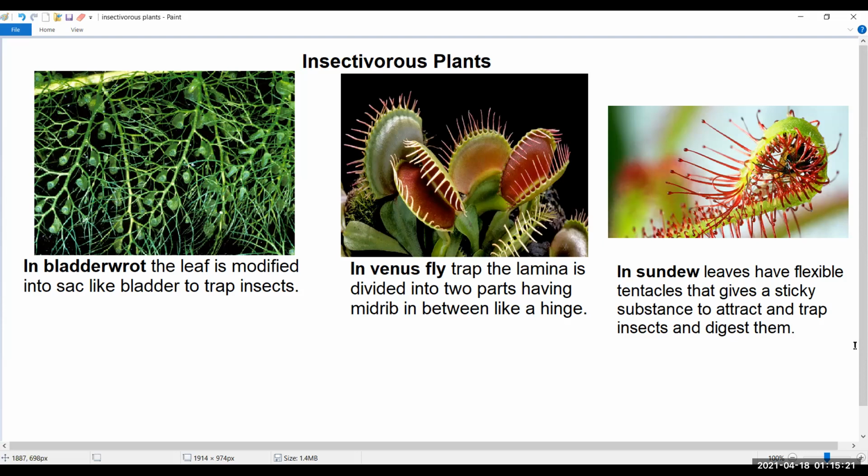Now there is one more insectivorous plant, which is the most common carnivorous plant called sundew plant. The upper surface of leaves have flexible tentacles that give out a sticky substance to attract and trap insects and digest them.